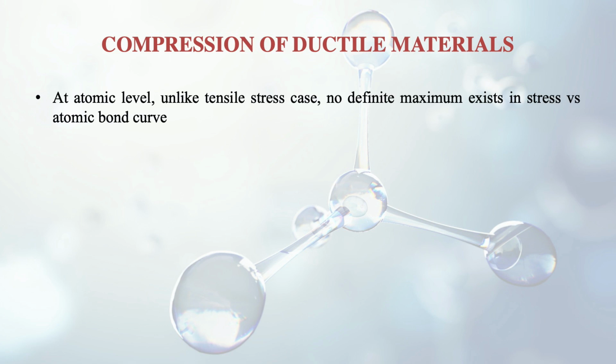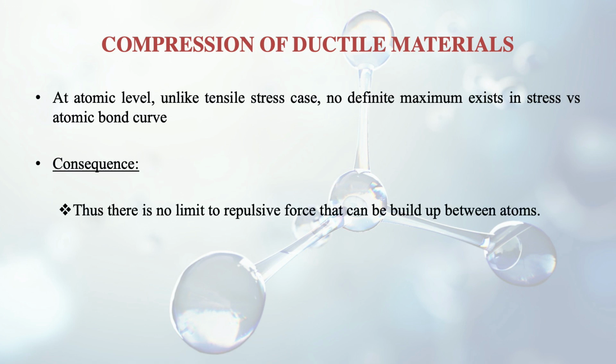At the atomic level, what happens? Unlike in the tensile stress case, no definite maximum exists in the stress versus atomic bond curve. Because of this, there is no limit to the repulsive force that can be built up between the atoms. Any amount of repulsive force can come in, but it cannot fracture the material. So there is no limit for that.